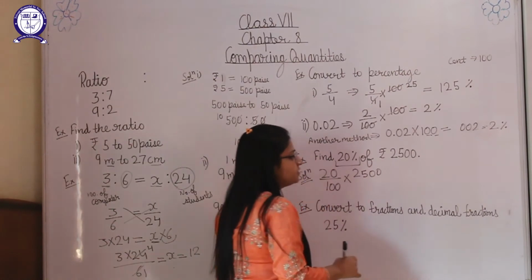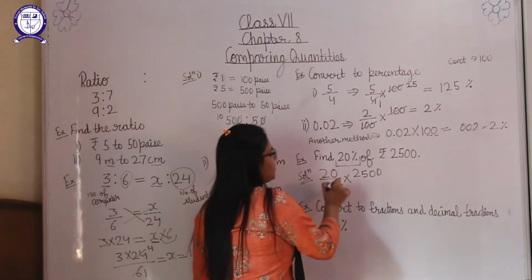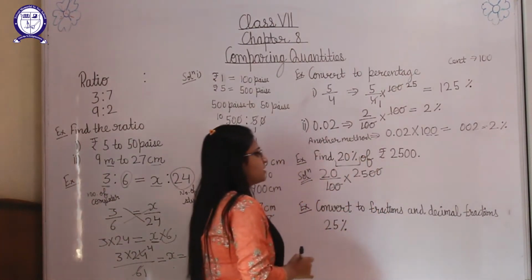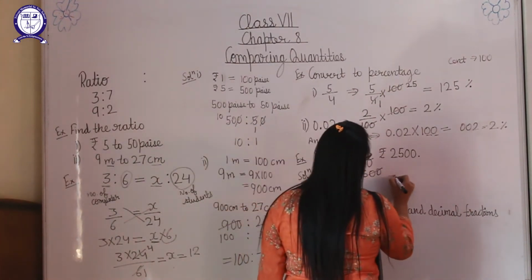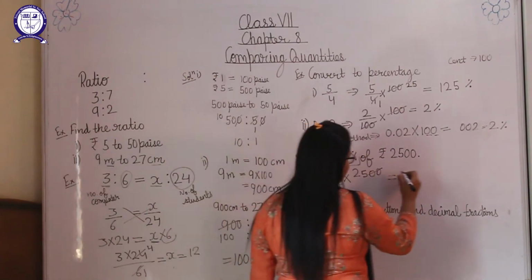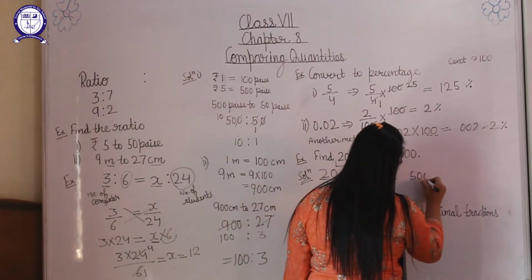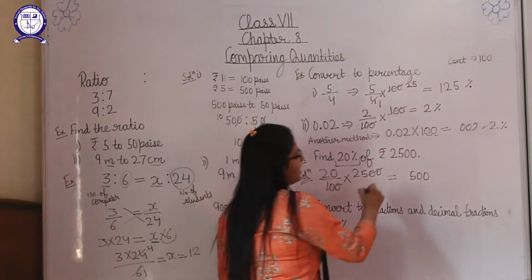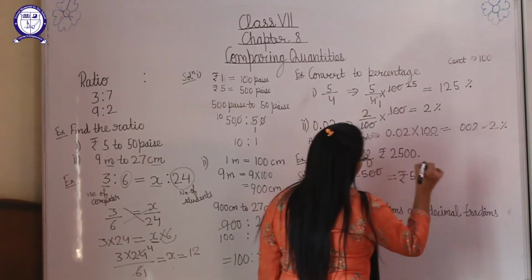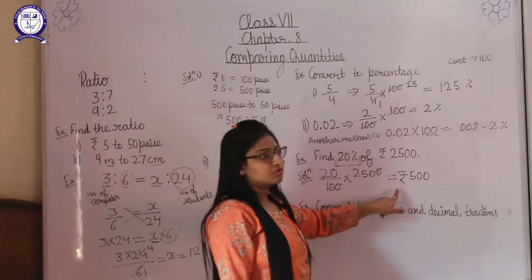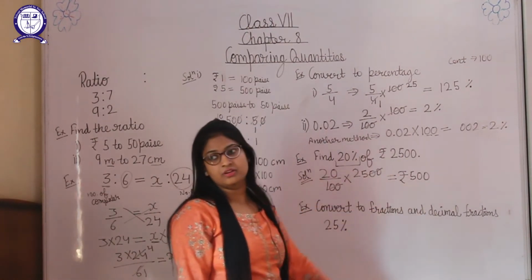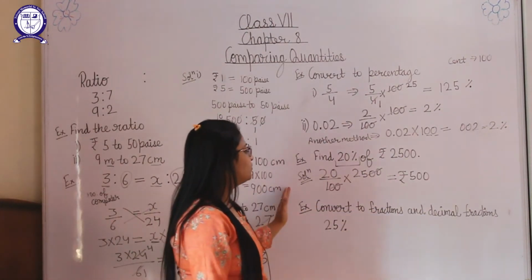Now how will we solve this? We will cancel out these two zeros. What is left? 25 multiply 20. So we will find the answer here. 25 twos will be 50 and 0 is with this. And as the question is in rupees, we will write rupees here. So 20% of 2500 is rupees 500. Okay, is that clear to all of you?